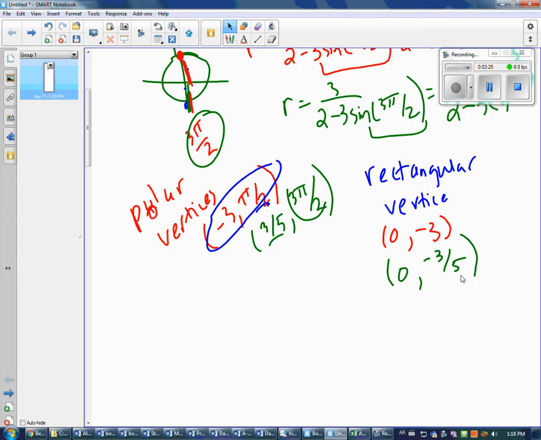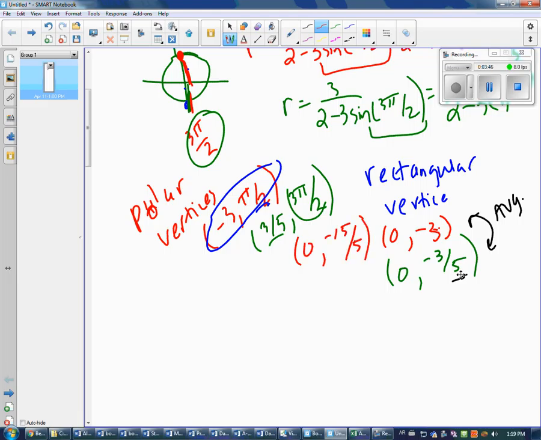Now I can find the center. The center is the average of the two vertices. It might be helpful if they had the same denominator. So I'm going to rewrite the first vertex in terms of fifths, just by multiplying this value by 5. Negative 15 divided by 5 is the same thing as negative 3. So now I can average negative 15/5 and negative 3/5. Adding those together, negative 15 and negative 3, I get negative 18. And half of that is negative 9. So the center is at negative 9/5.